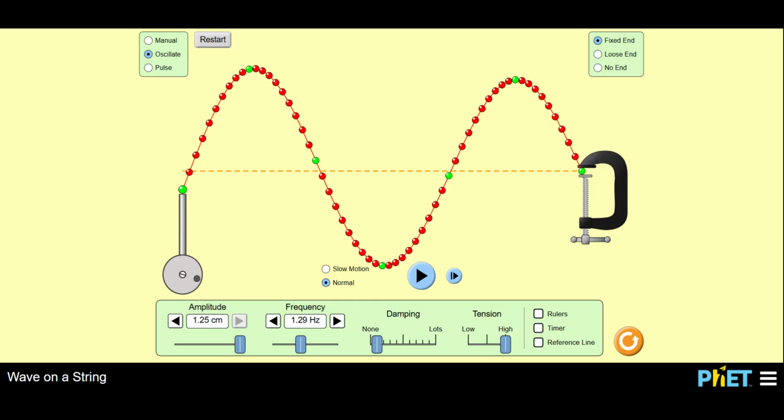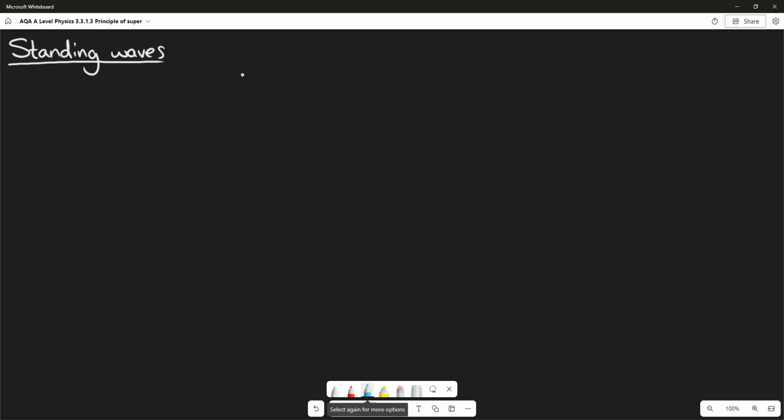Let's have a look at the mathematics of standing waves. So the first standing wave that we had was a single loop with a node at each end. Node, node, and an antinode in the middle with that maximum displacement. And it made a loop that looked like this.